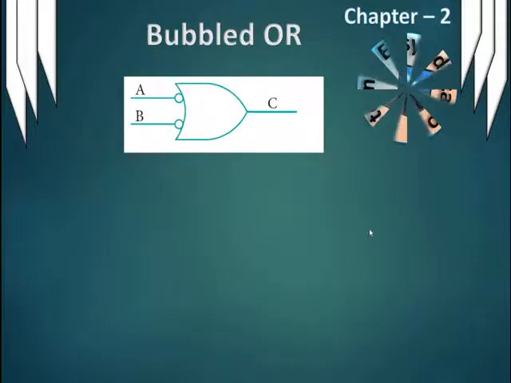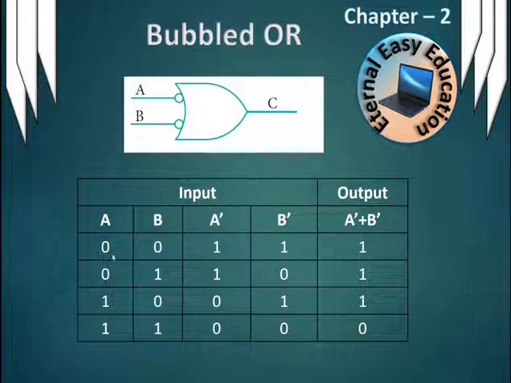A is 0, 0, 1, 1, so the reverse is 1, 1, 0, 0. Here B is 0, 1, 0, 1, so the reverse is 1, 0, 1, 0. Here it is an OR gate, so we have to use the OR truth table. Both are true, net result true. Any one is true, net result is true. Any one is true, net result is true. Both are false, so the net result is false.